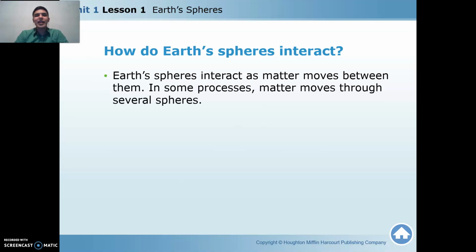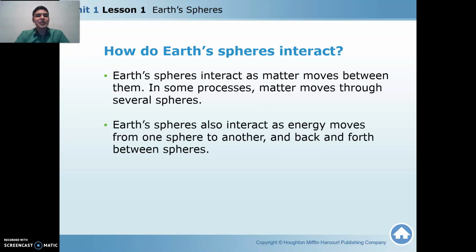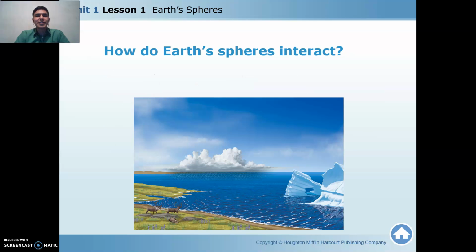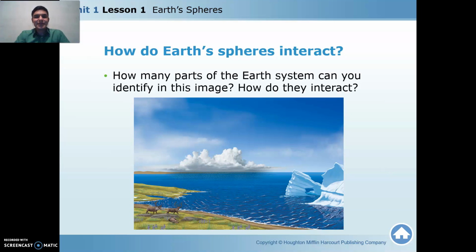And then let's continue with how do Earth's spheres interact? Earth's spheres interact as matter moves between them. In some processes, matter moves through several spheres. And Earth's spheres also interact as energy moves from one sphere to another and back and forth between spheres. So here's an example. We have energy that is flowing around several systems. How many parts of the Earth systems can you identify in this image, and how do they interact? We're going to discuss this question in our live session, guys.